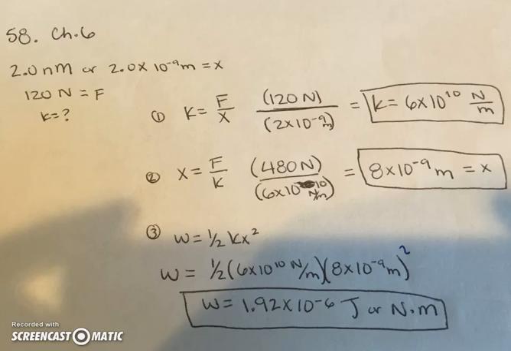This is my reassessment for work energy. This is problem number 58 of chapter 6. A block of wood is compressed 2 nanometers when inward forces of magnitude 120 newtons are applied to it on two opposite sides. Assuming Hooke's law holds, what is the effective spring constant of the block?